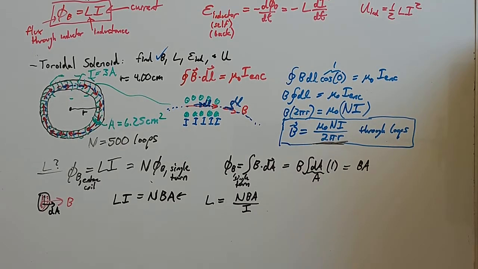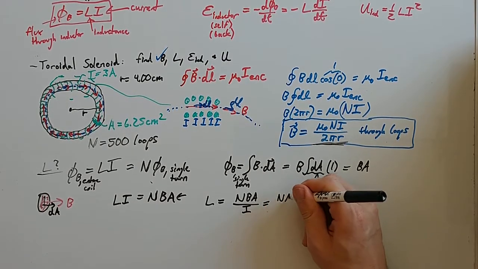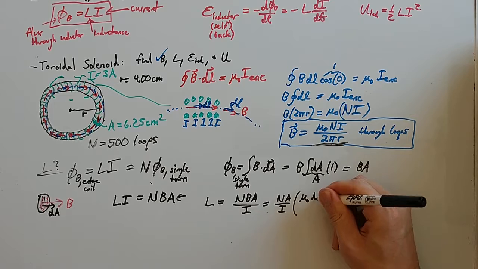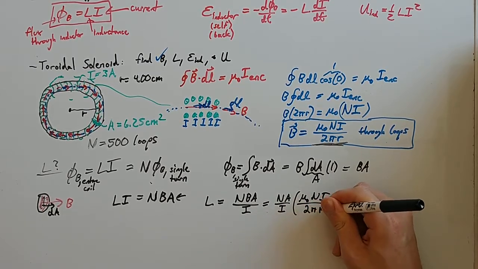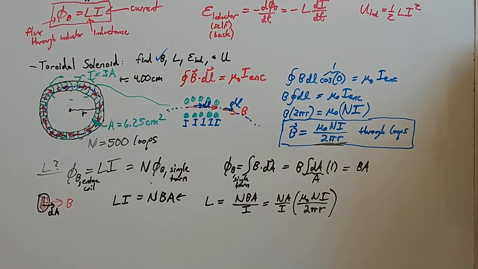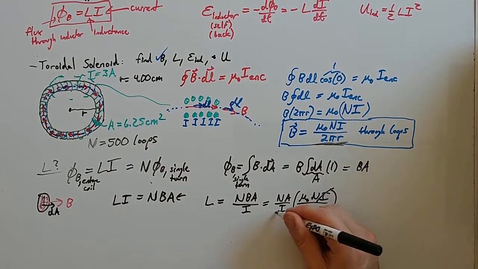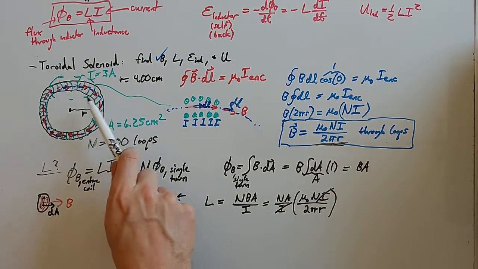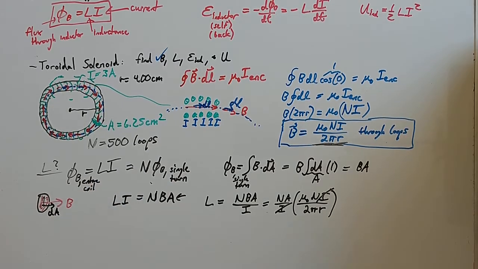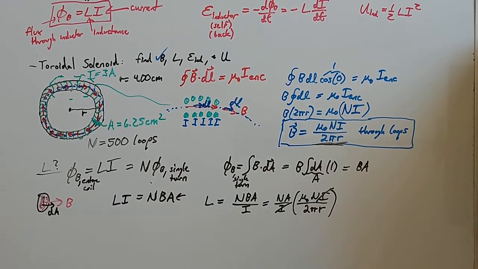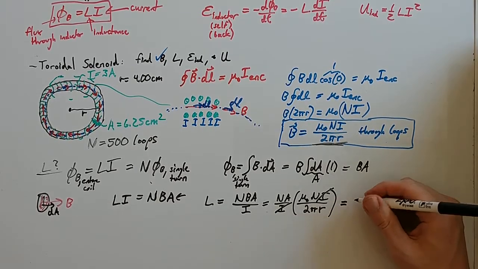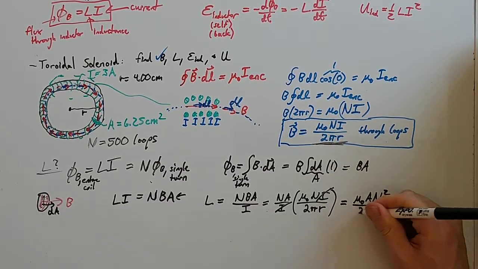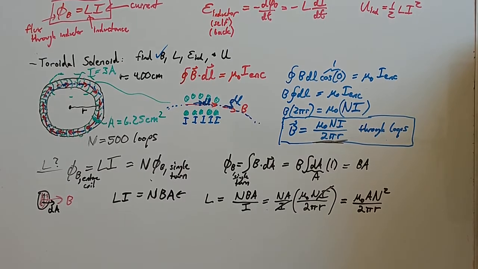So if I plug that in, I'm now going to get NA over I times this expression here, mu naught times N times I over 2 pi R. Now let's see what happens. It looks like I cancels out, and that should make some sense because inductance shouldn't depend on how much current. Inductance just depends on the geometry: the number of loops, the area, and the radius. So now we have mu naught times A times big N squared divided by 2 pi little r. That's going to be our inductance.